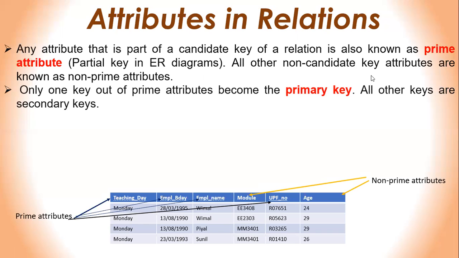This constraint you already know. Last week I introduced this constraint. In this case, there are two candidate keys. What are the candidate keys? UPF number is one candidate key, and these three together are another candidate key. As we learned last week in the entity integrity constraint, only one key can be declared as the primary key. Only one of them can be declared as primary key, and the other will be declared as unique.